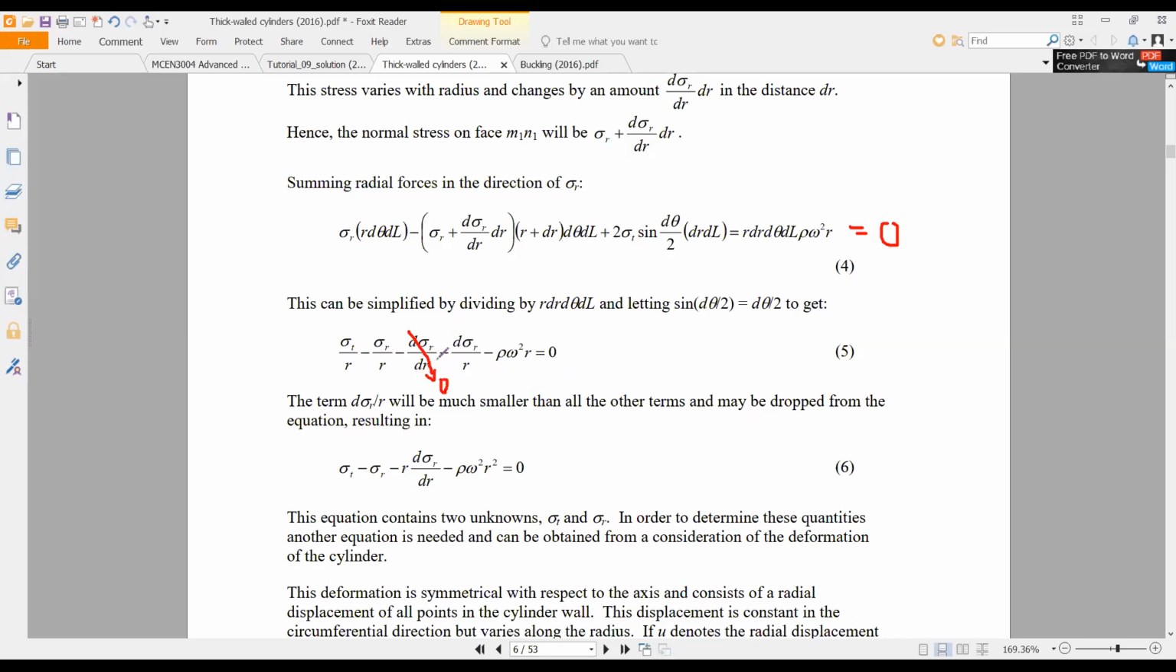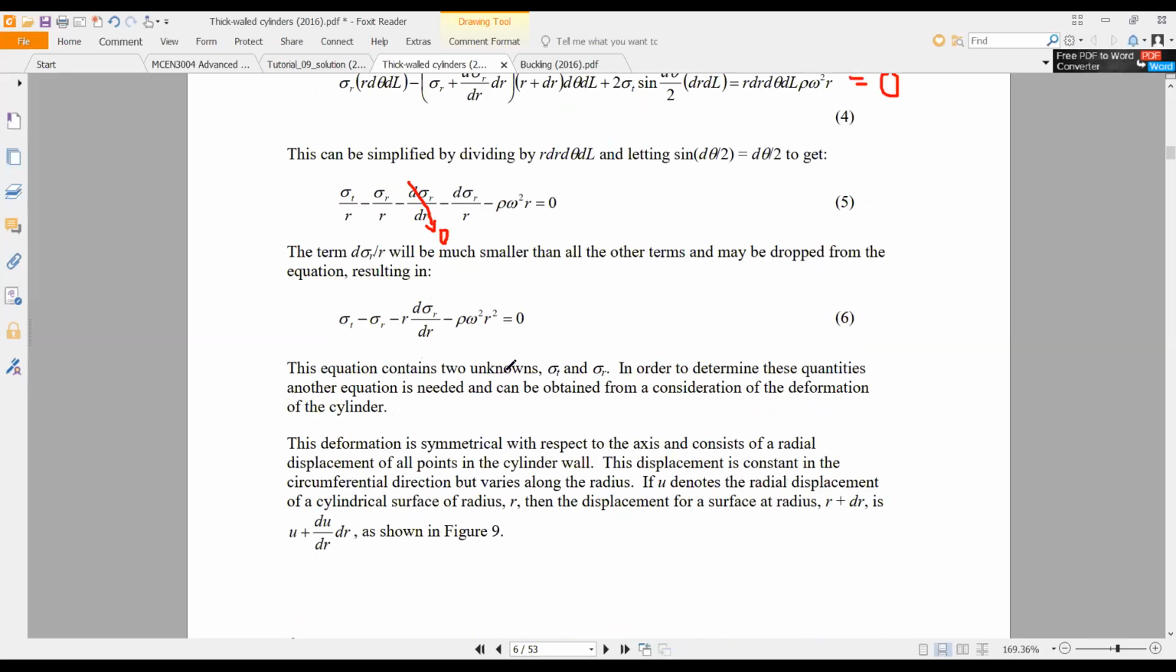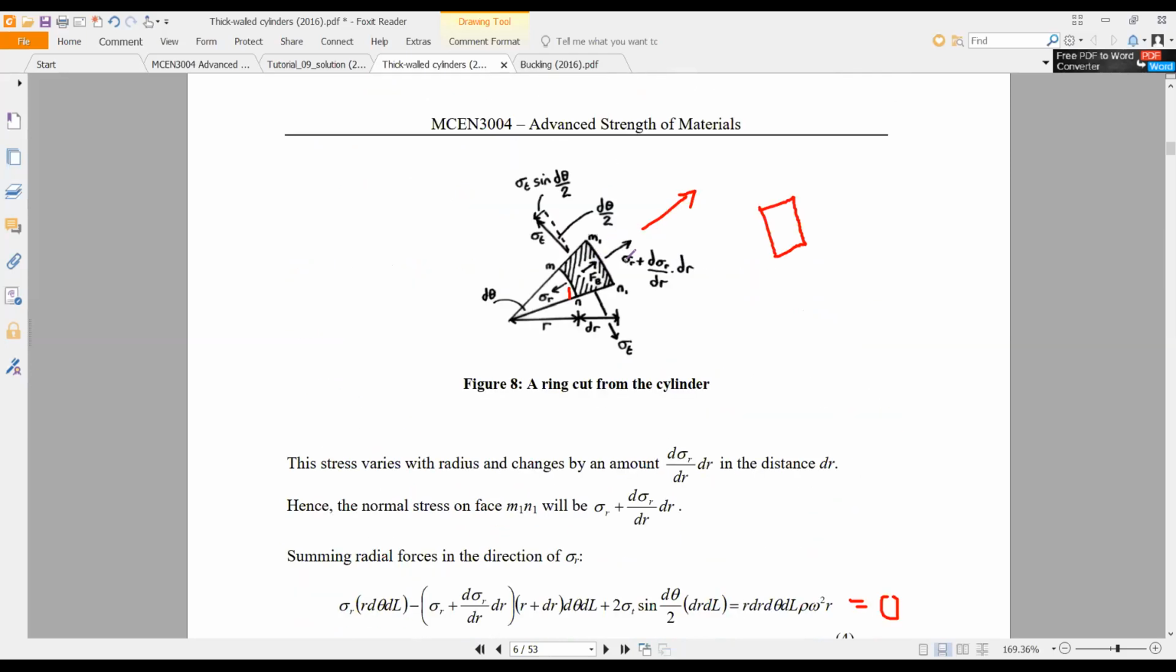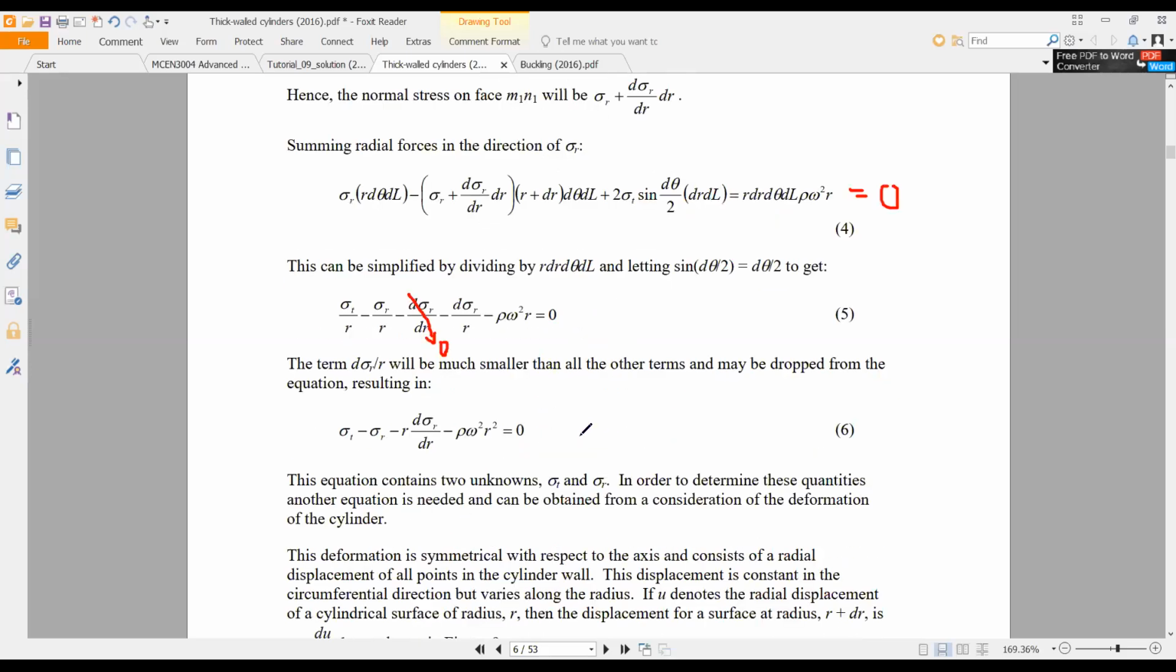This is approximately equal to 0. So then when you multiply by r, you can end up with this equation. So this is the equation we will use to derive the equations later. And so until this point, we calculate the stresses. Using force balance, we calculate the stresses to calculate one of the equations. So we already got the one equation.